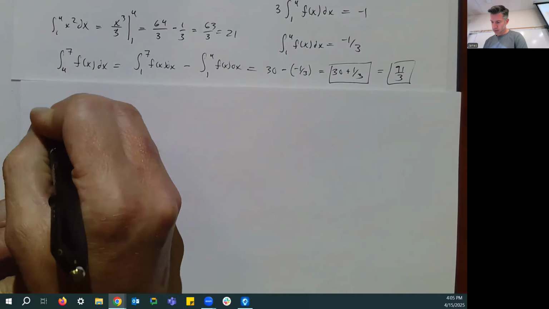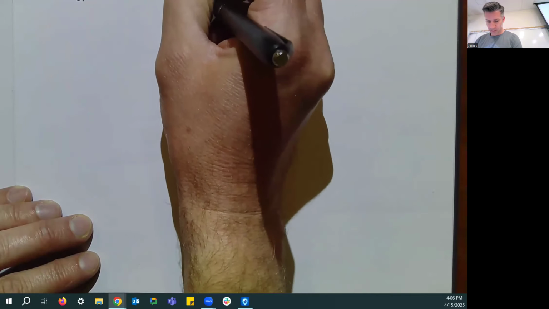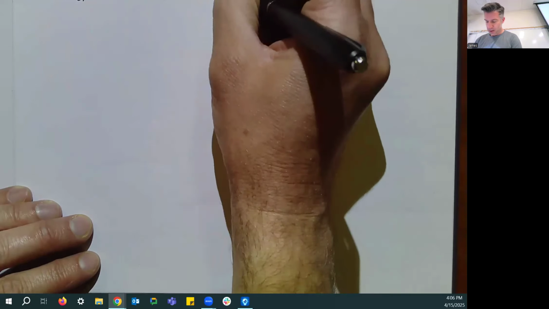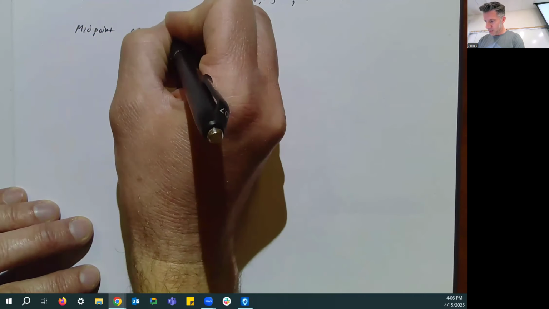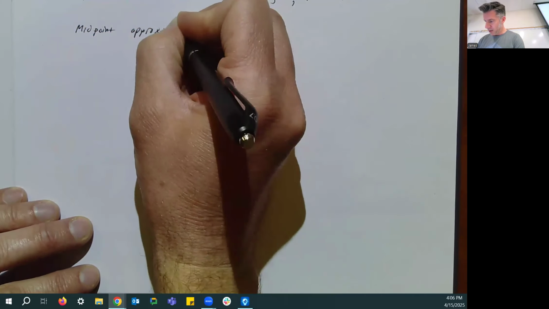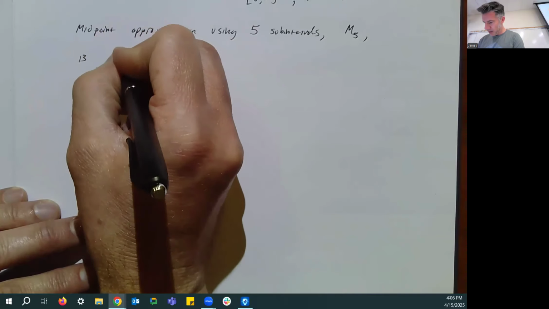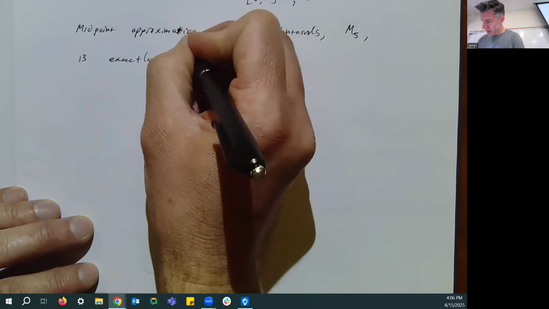So here's what I think you could ask. Show that if f of x is a degree 1 polynomial on an interval from, let's say, 0 to 10, then the midpoint approximation using, let's say, 5 subintervals is exactly the integral from 0 to 10 of f of x dx.